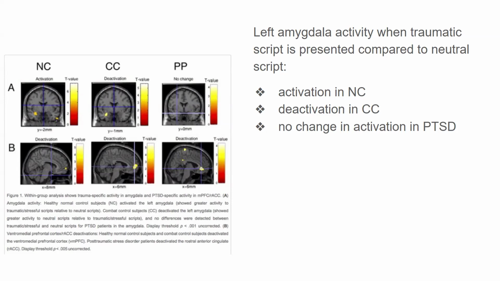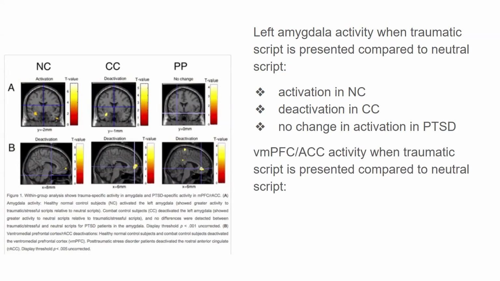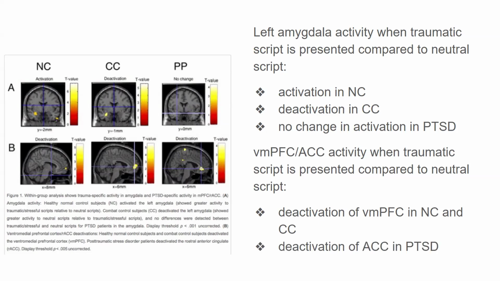Of course. And then we see changes in the ventral medial PFC area and the ACC area. So we see deactivation of VMPFC activity in combat controls as well as in normal controls. And then in patients with PTSD, we saw deactivation of the ACC, which probably indicates the dysregulation of that top-down control. I don't know if you guys remember from exam 1, the ACC tells the amygdala to calm down. So we're having deactivation of the ACC in PTSD patients, not necessarily surprised. And so, yeah, know these activation and deactivation changes.